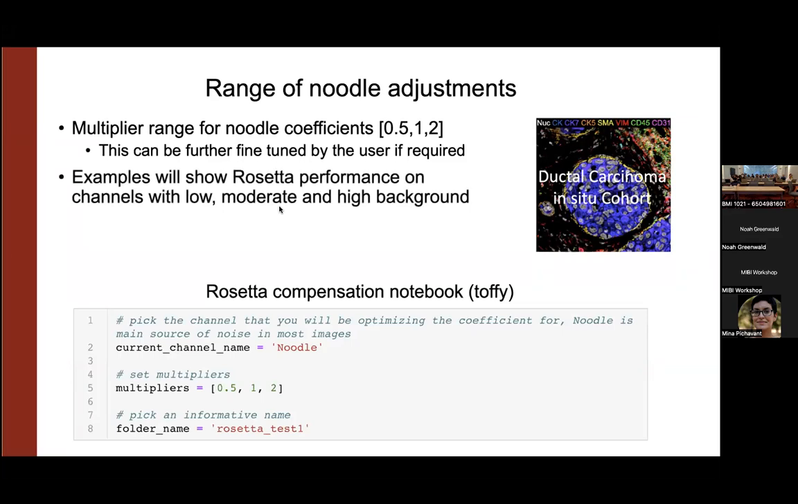All right, so I'll be using the DCIS, or ductal carcinoma in situ, cohort as an example here to show you some of the channels from there. And I've selected channels that represent low noise, moderate noise, and higher background noise, just to show you how the different multipliers of the neural channel affect the background removal.